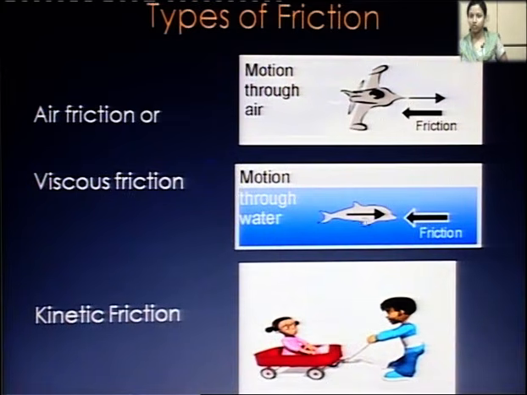So we can take the example of a ship. Here the friction comes into play in the water or in any liquid, and that is called viscous friction. Kinetic friction comes into play when the body starts moving. Here is an example of kinetic friction.